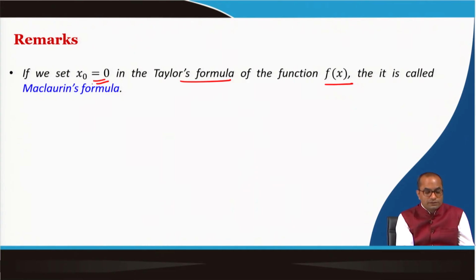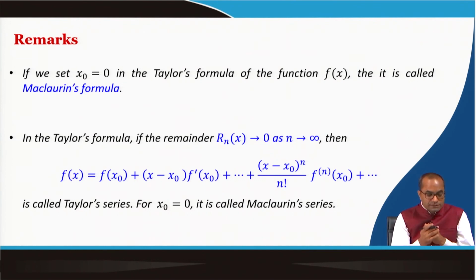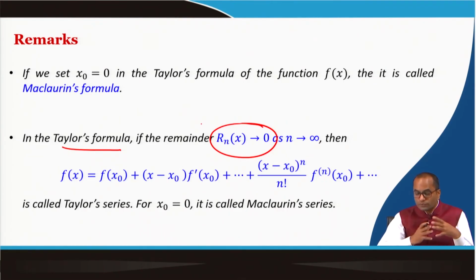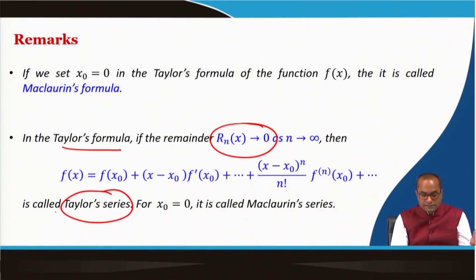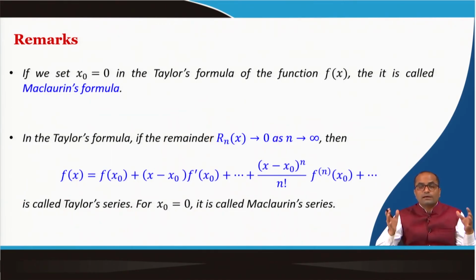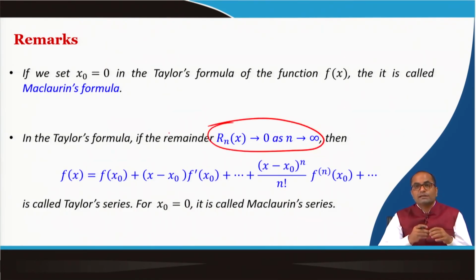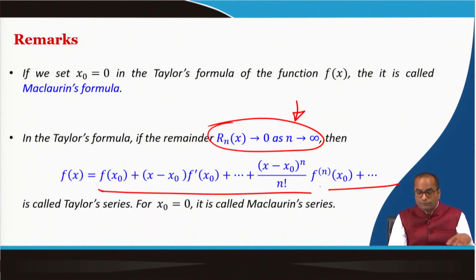There is no other difference, only for x not equal to 0 it is called Maclaurin's formula, which we have just discussed. And in the Taylor's formula, if this remainder term goes to 0 as n goes to infinity, in that case the Taylor's formula can be written as a series, and this is called Taylor series, and for x equal to 0 this is called Maclaurin series. To write that Taylor's formula as a Taylor series, we need to show whether R_n(x) goes to 0 as n goes to infinity or not. Once we have this condition, we can write f(x) in the form of a series.